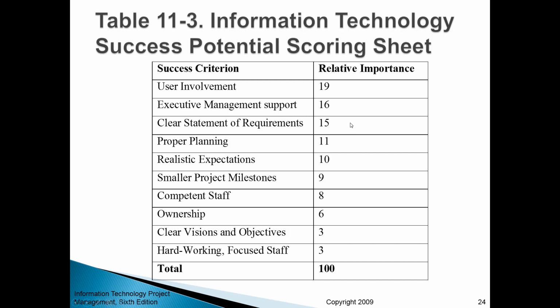Then clear statement of requirements. It's something related to scope and is also a very important factor. A lot of project risks come from the fact that requirements are not clear, or they are changed. The scope is changed throughout the duration of the project. So it's worthwhile to think about the risk coming from this area as well. And then you have other important considerations.